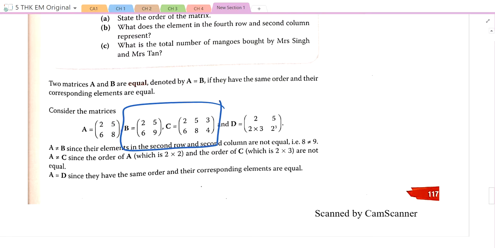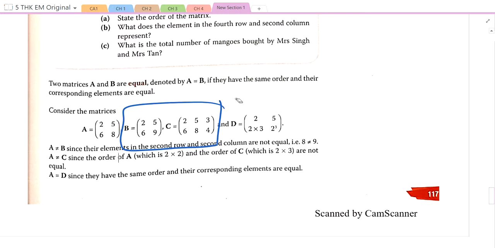Are they equal? Why not? Different number of columns. Okay, use the correct term. They have a different order. You can say different number of columns, or you can also say that they have a different order, because the order comprises the row and column.